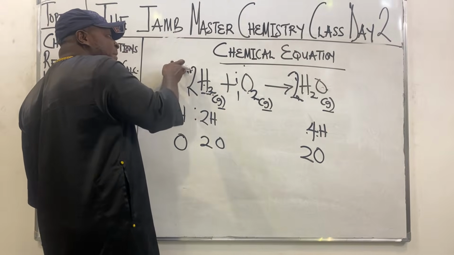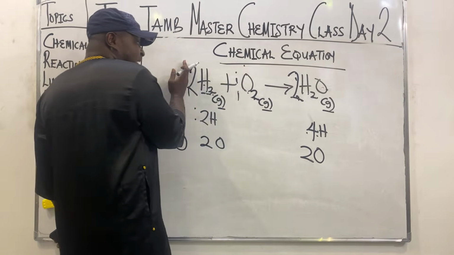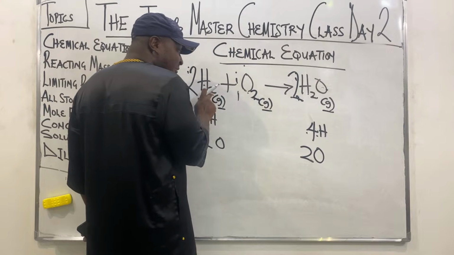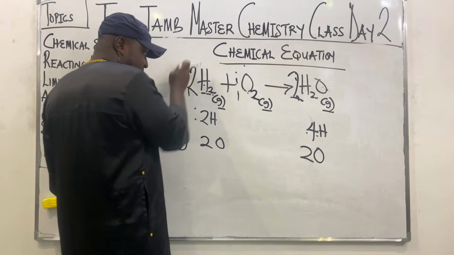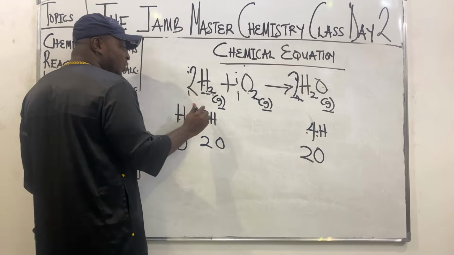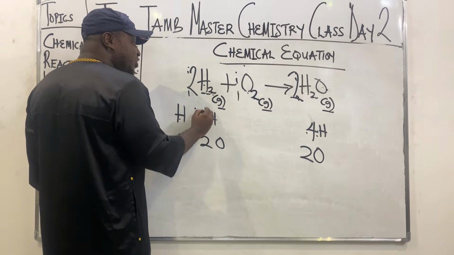Remember that these are the only places you can affect a reaction. You can affect the reaction from this place, but you cannot affect it from this side. You cannot change anything below, but you can change behind like this. So by putting 2 here, 2 times 2 gives you what? 4. So that my hydrogen is now balanced.